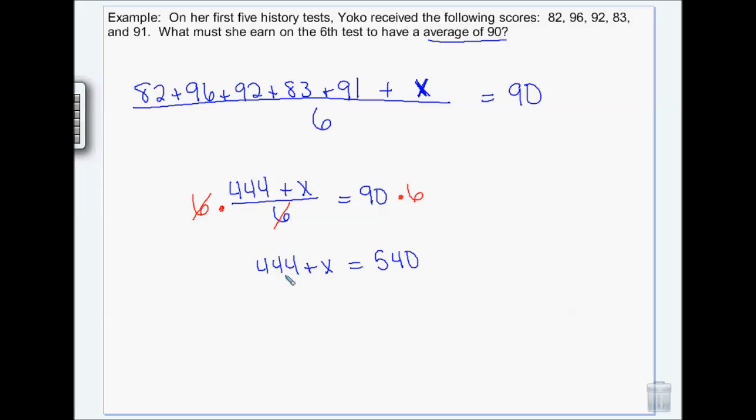So the tests that she has taken plus the test that she has not taken yet have to add up to 540. So to find out what this missing test is, we're going to subtract 444. Those will cancel. And that means she's going to have to get a test score of 96 in order to get an A in the class.